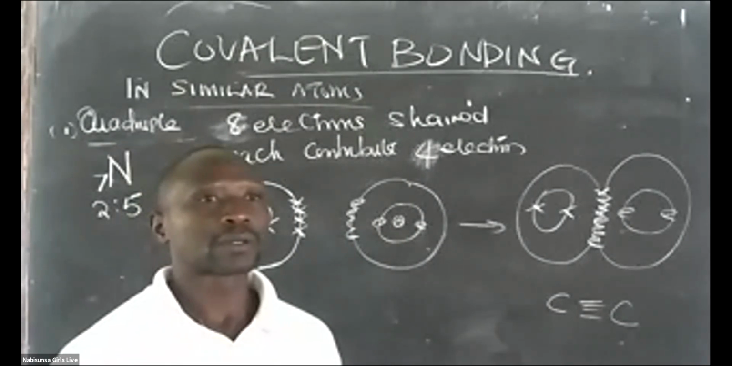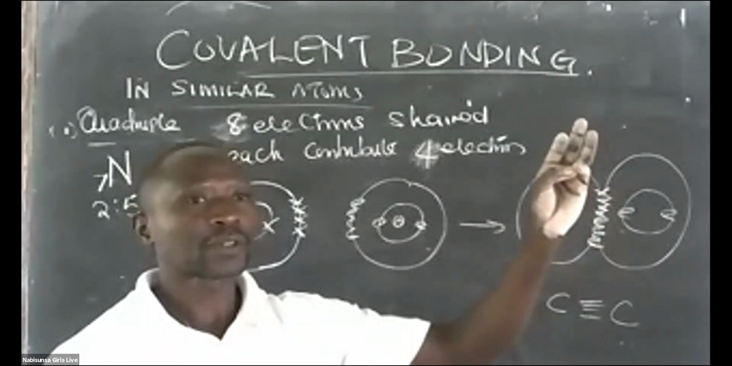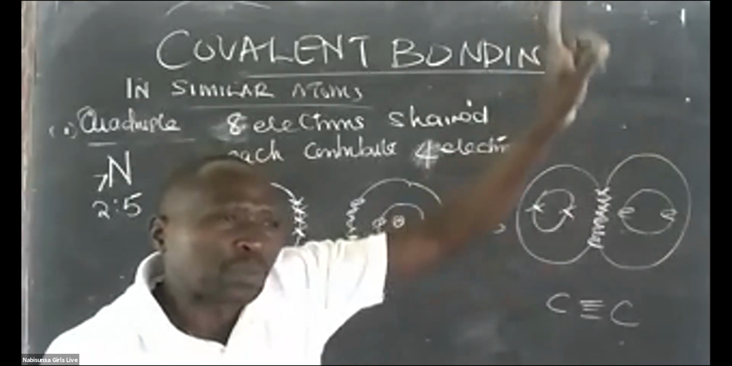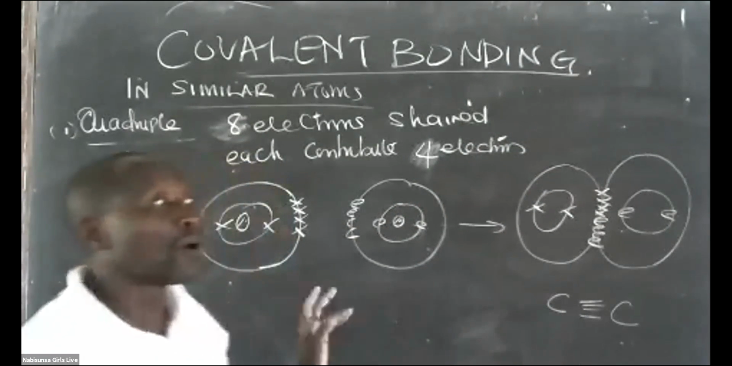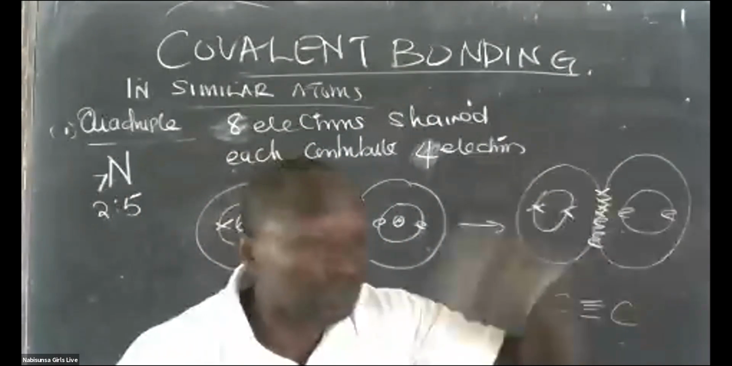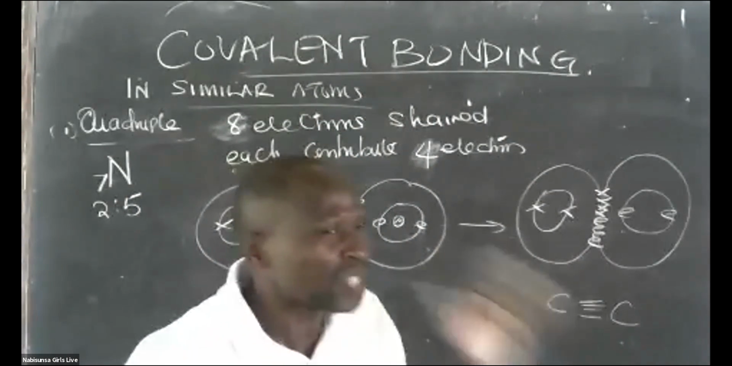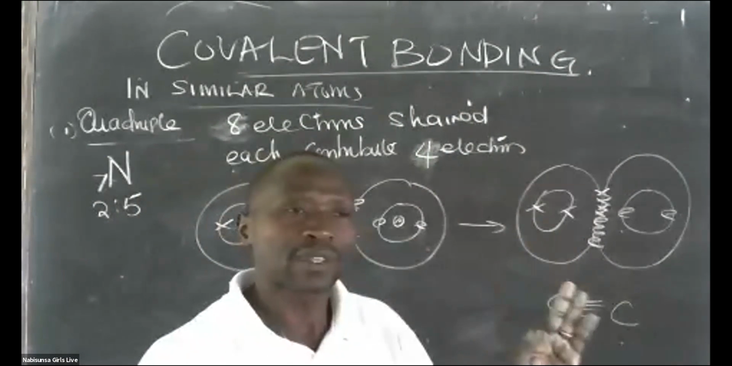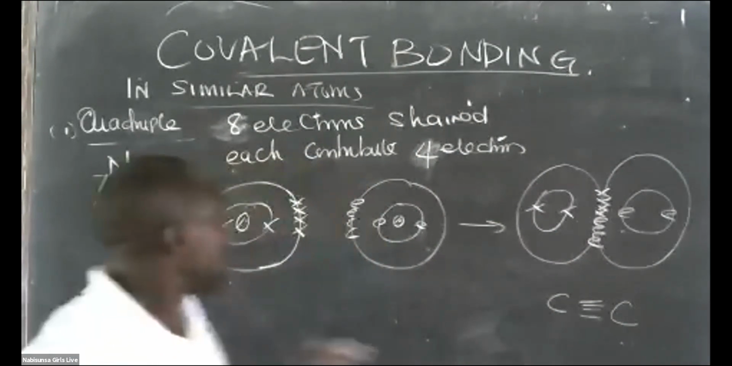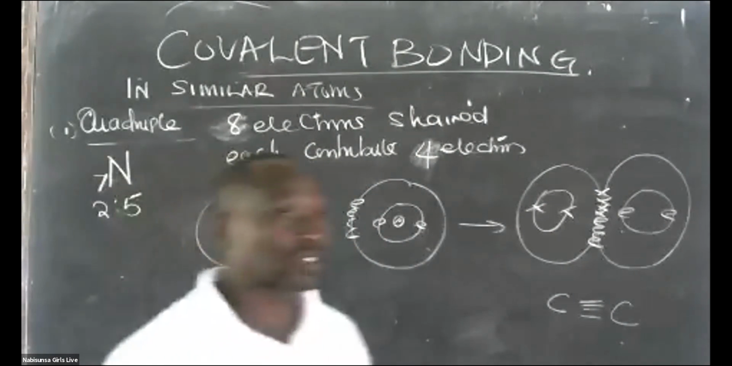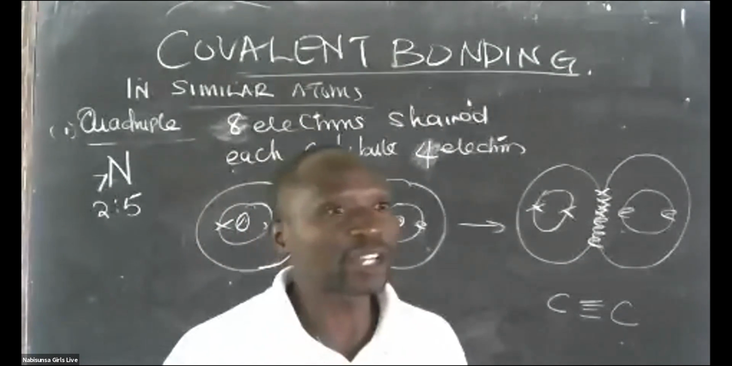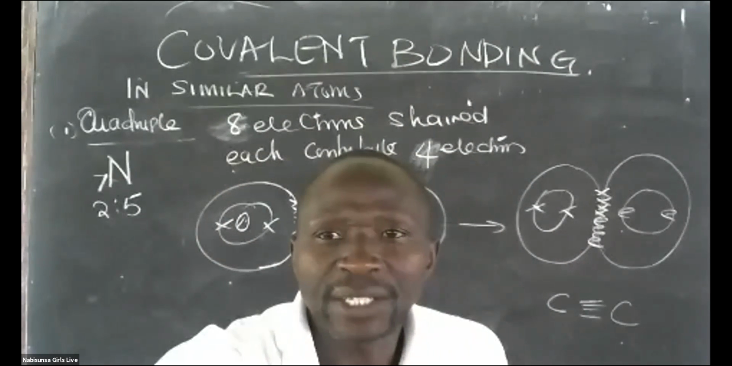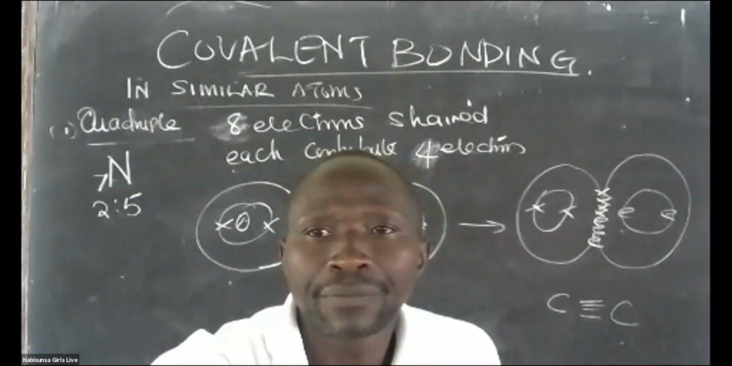So that's what it means. Single bond, 2 electrons shared. Each contributes 1 electron. Most likely among group 7 alone. Double bond, 4 electrons shared. Each contributes 2. Most likely among group 6 alone. Triple, 6 electrons shared. Each contributes 3. Group 5 alone. Then quadruple, 4 electrons are contributed by each atom, and therefore a total of 8 electrons are shared. All right, Asimwe Clarissa.